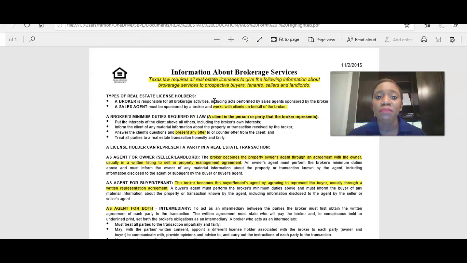If you are looking to buy or sell property in the Houston area, I'll be more than happy to work with you and walk you through the process, and we can sit down and sign a formal buyer representation agreement.